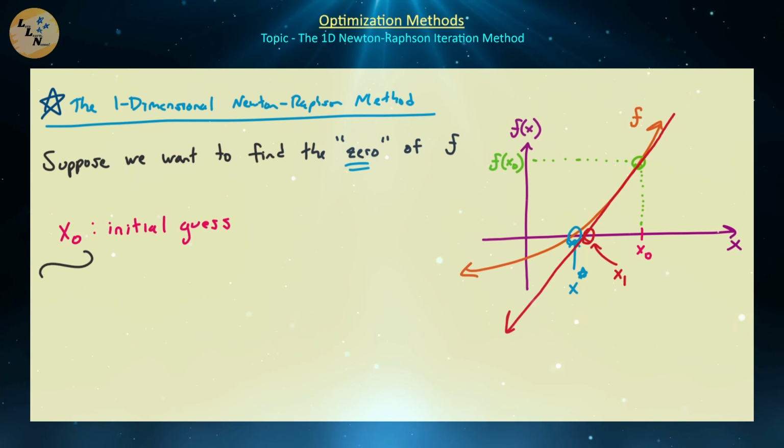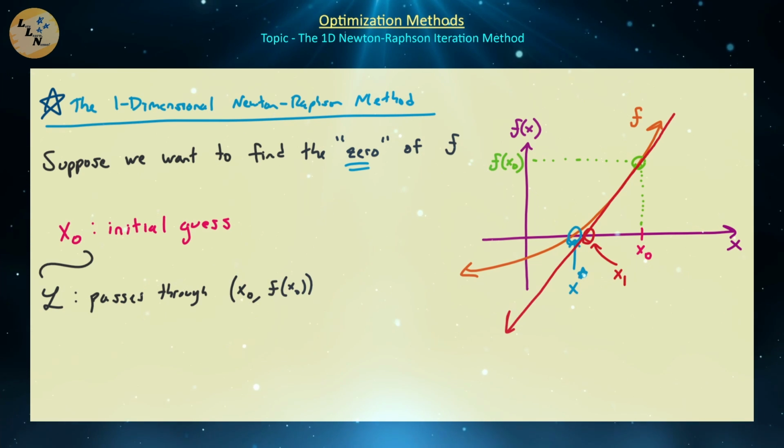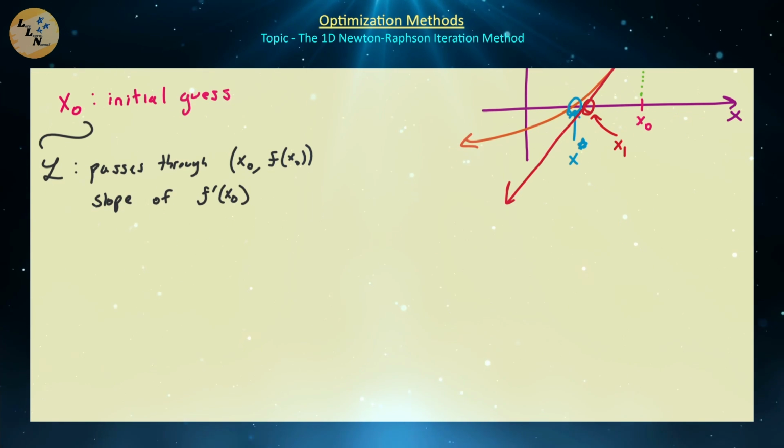So let's focus on this line in red with a little bit more detail and see if we can find an equation for that x1 given some arbitrary x0. We're going to let L represent the line that passes through the point x0, f of x0. So that's that point right there. And this line we want to have a slope of f prime of x0. We're going to assume that this function f is differentiable. If it's not differentiable, then you can't apply the Newton-Raphson method on it, at least not in the classical case.